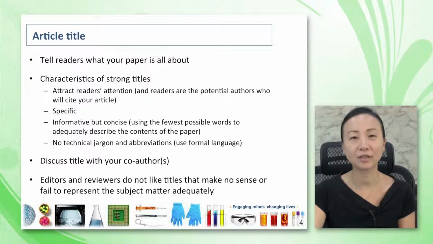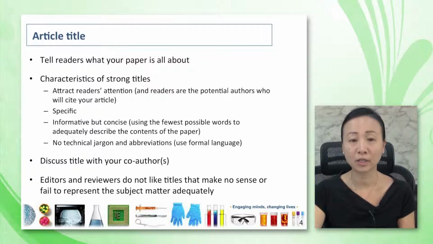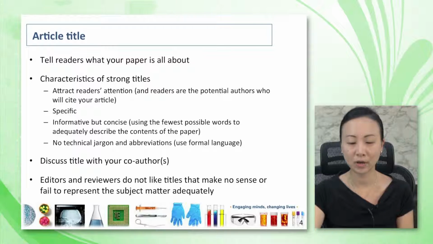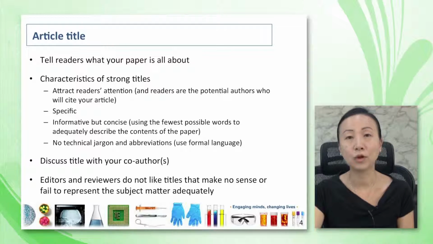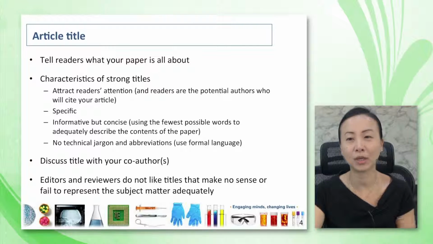There are certain characteristics of strong article titles. They attract the reader's attention. And remember that readers are the potential authors who will cite your article. They are specific and directly reflect the content of the manuscript. They are informative but concise. They do not use technical jargon and abbreviations, and it is best to use formal language. It is also advisable to discuss your title with your co-authors. Finally, do note that editors and reviewers do not like titles that make no sense or that fail to represent the content of the manuscript adequately.